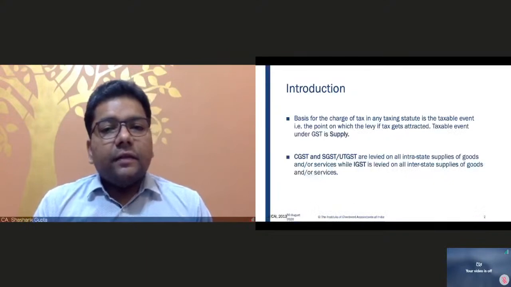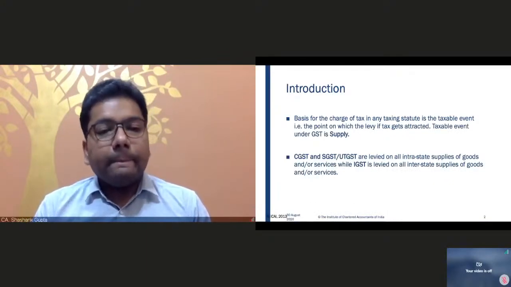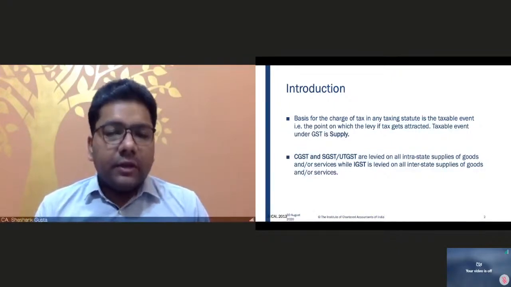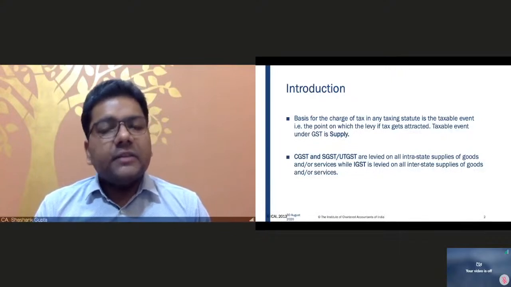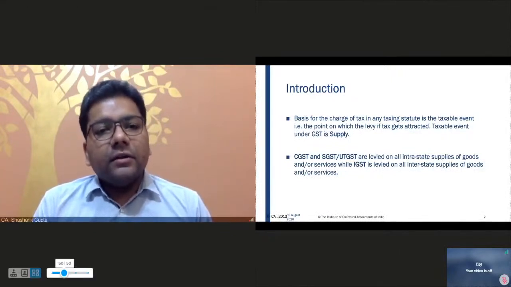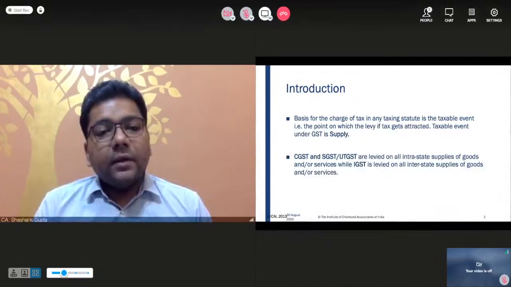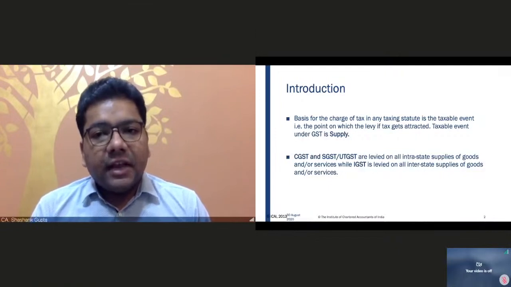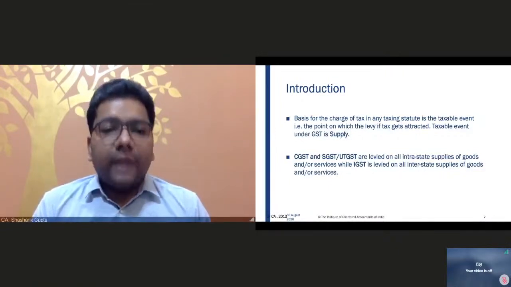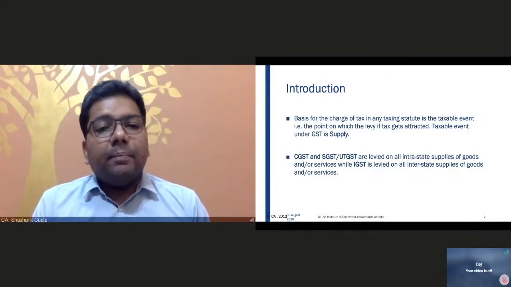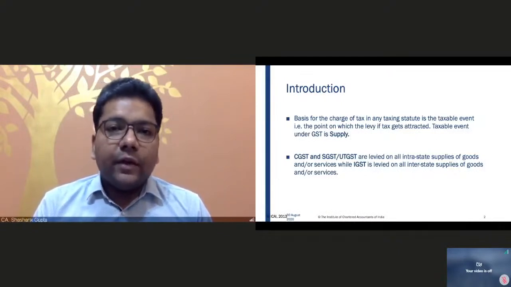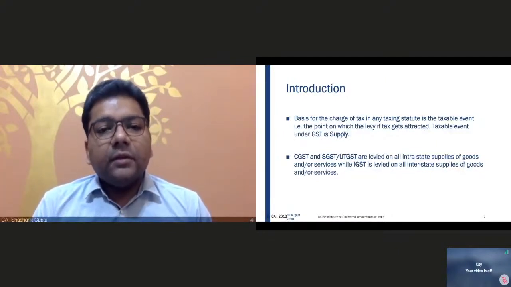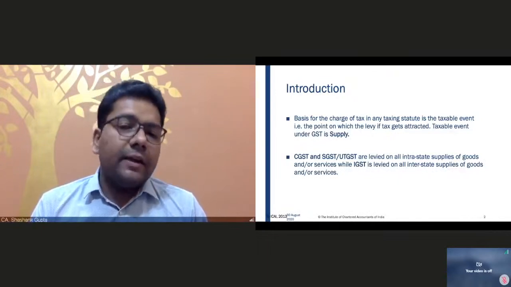Let us first understand what is the taxable event under GST. This we have already discussed in great detail in our chapter 2 discussion: the basis for the charge of tax in any taxing statute is the taxable event, that is, the point on which the levy of tax gets attracted, and under GST, that particular event is supply.